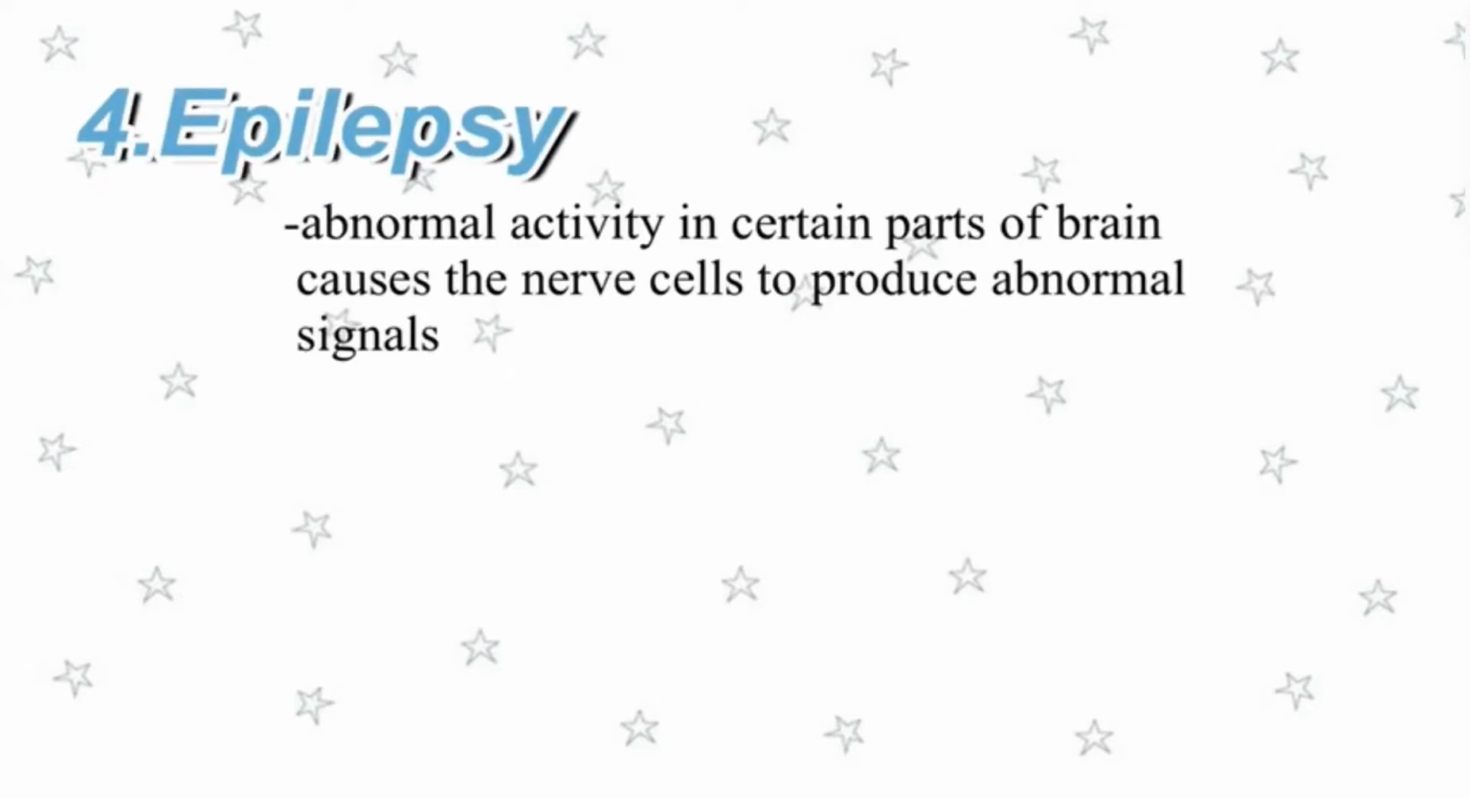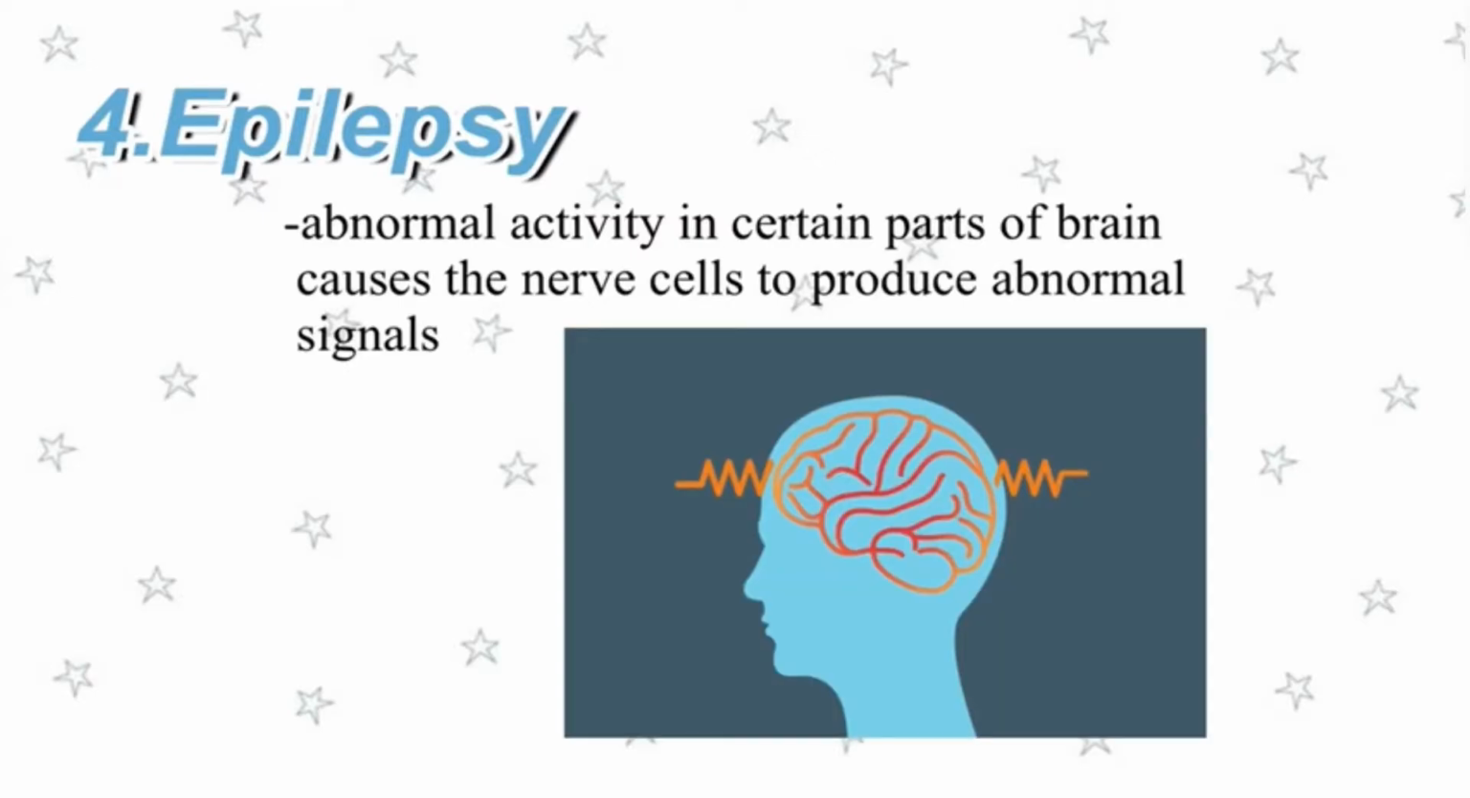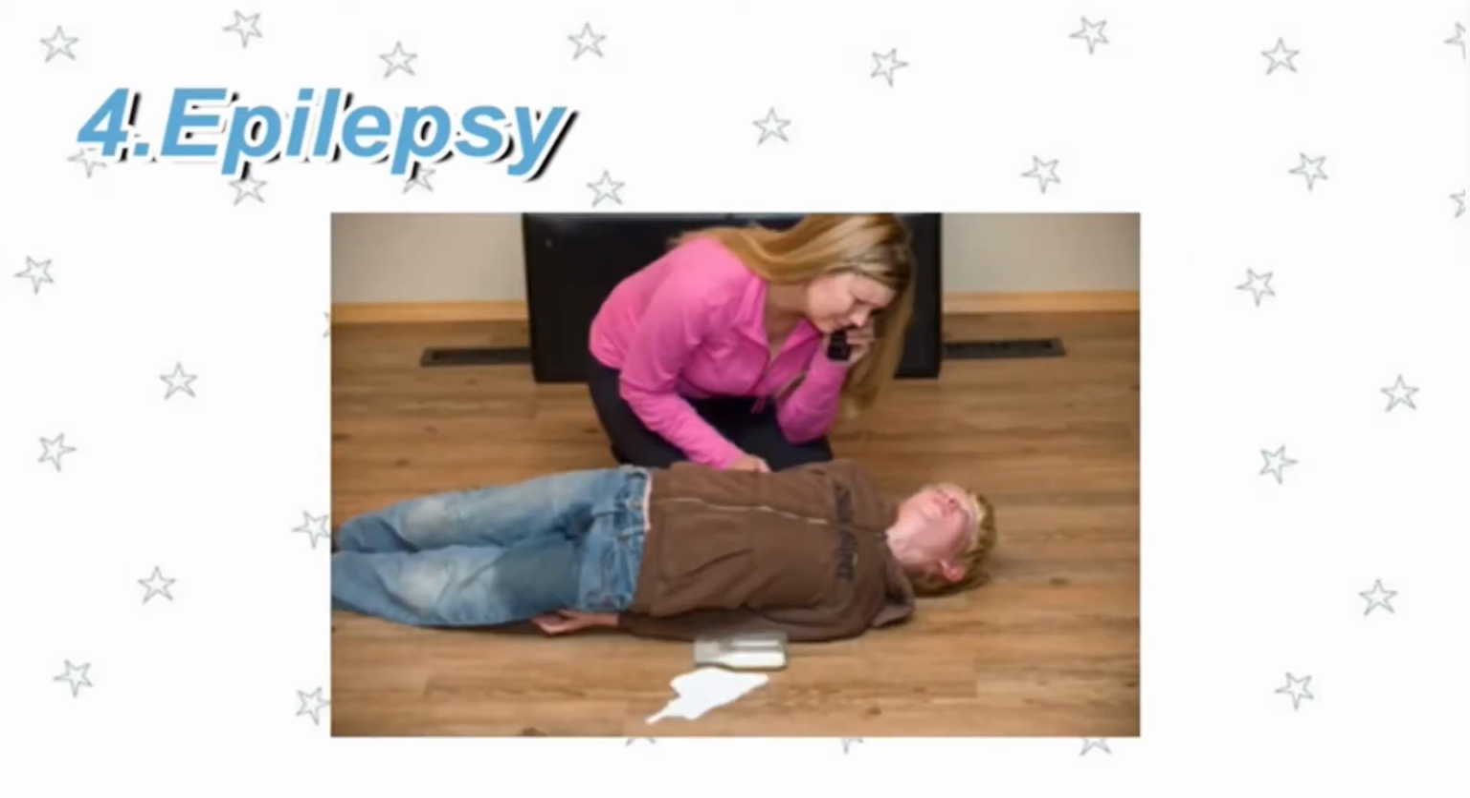And lastly, epilepsy. It's an abnormal activity in certain parts of the brain that causes the nerve cells to produce abnormal signals. A person experiencing epilepsy may be unconscious and have muscle cramps.